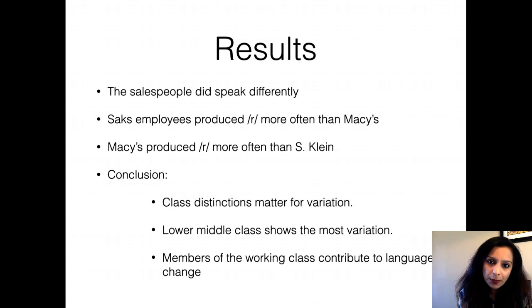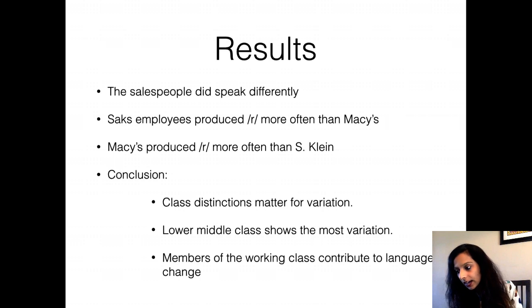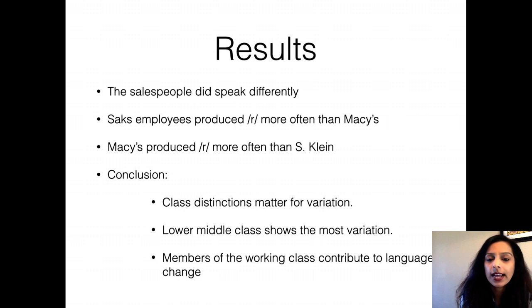Saks Fifth Avenue people produce more R's because it is really prestigious in New York to actually produce more R's. And Saks Fifth Avenue people are catering to the rich and the elite in New York City, so therefore they would produce forms with more R more often than Macy's, and then Macy's salespeople would produce more R's than the S. Klein people. And so class distinctions really matter for variation.